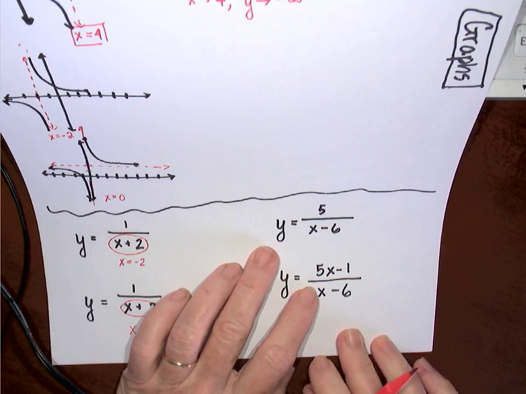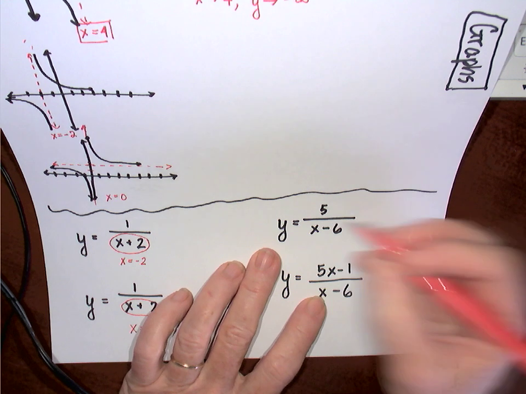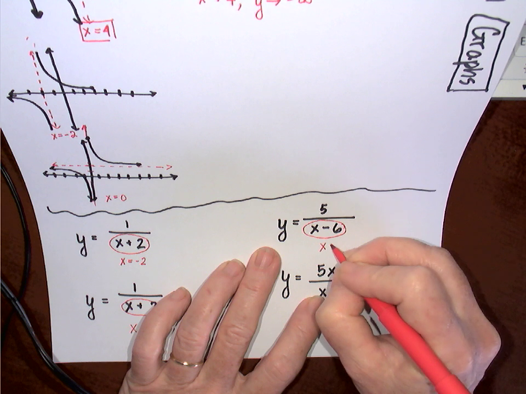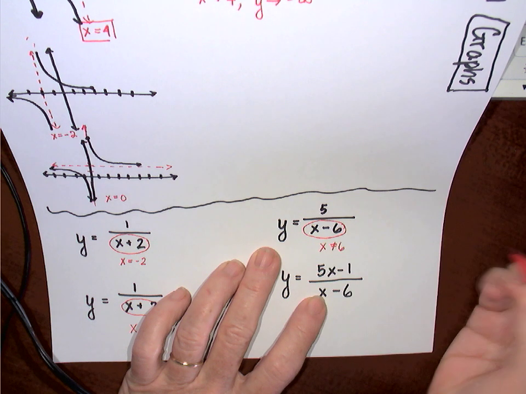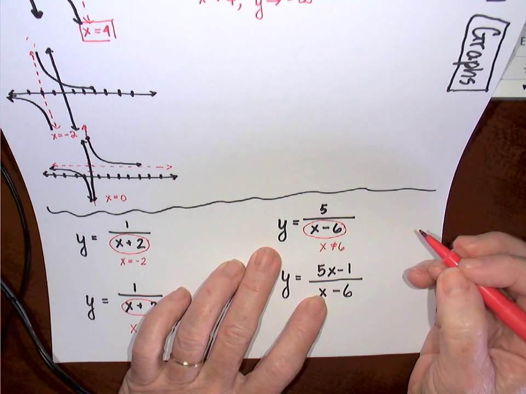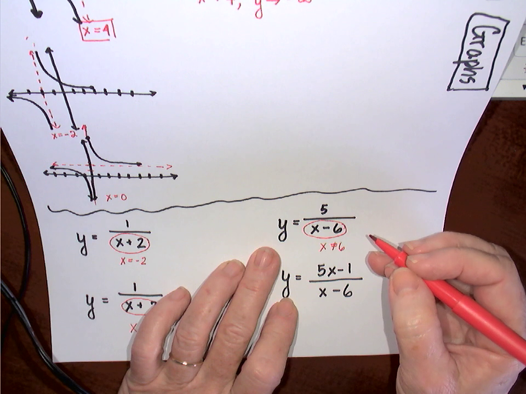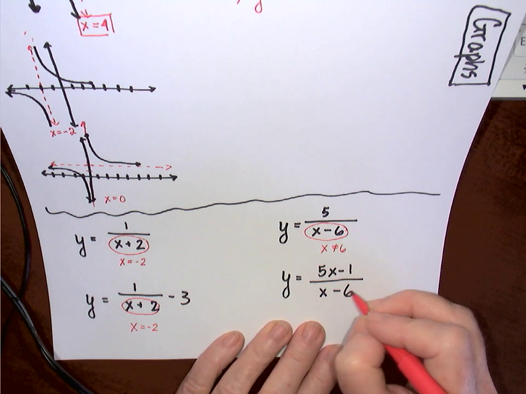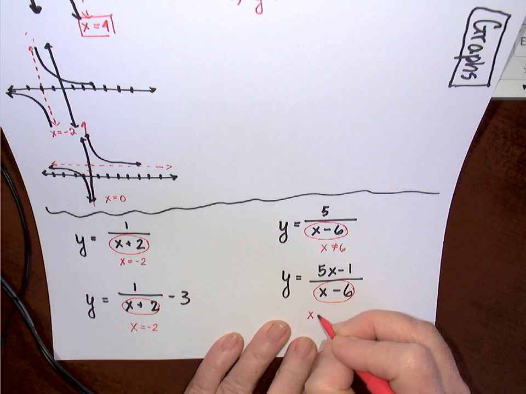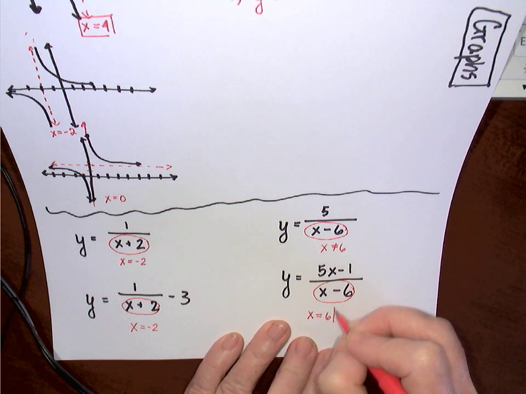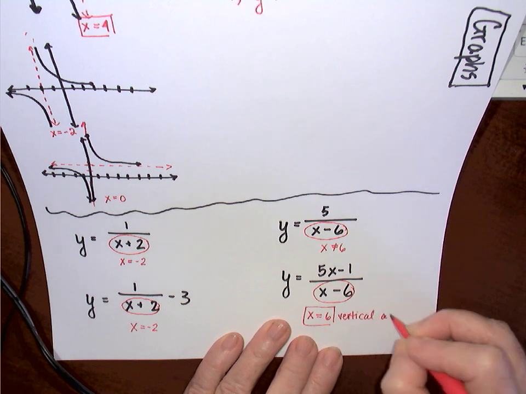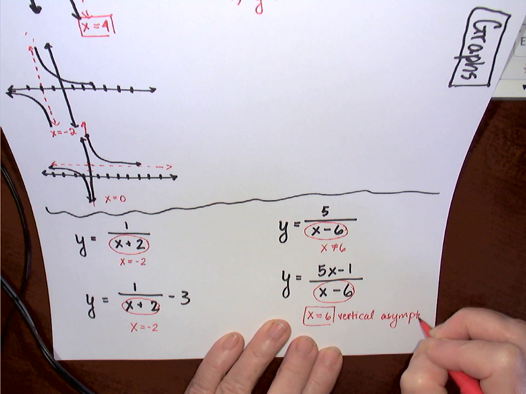And even over here, I have a 5 in the top. I don't care about what's going on. I just care about the bottom. x cannot equal 6, or the bottom would be 0. So that's the equation for my vertical asymptote, wherever the bottom of the fraction would be 0, as long as it doesn't cancel, and that's another story. Over here, a little more complicated, but still, I'm just looking for where the bottom would be 0, so x can't be 6. So this is the equation of the vertical asymptote.